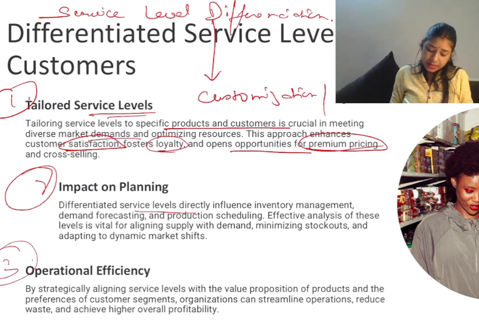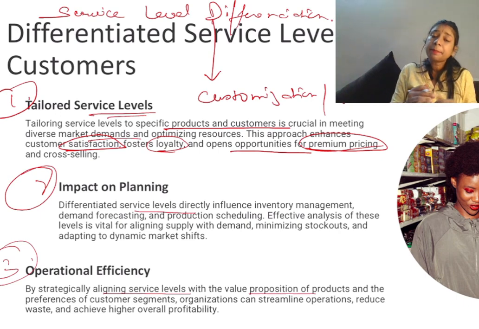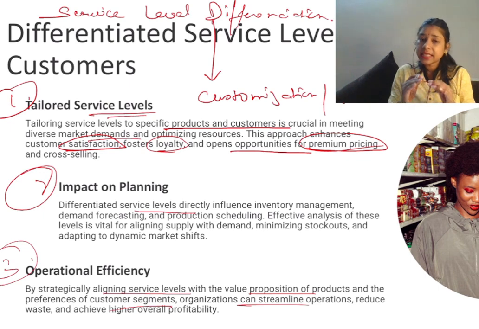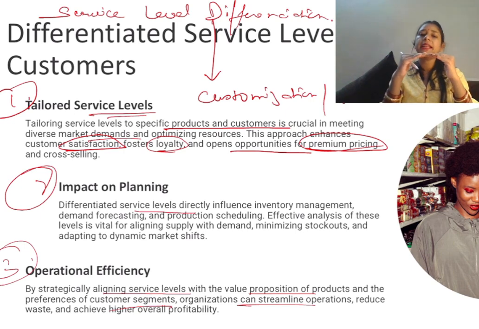Next is operational efficiency. You have to strategically align the service level with the value proposition of the product and preferences of the customer segments, right? So the organization can streamline its operation to reduce the waste and also achieve higher profitability. So sales and operation need to be streamlined and aligned.